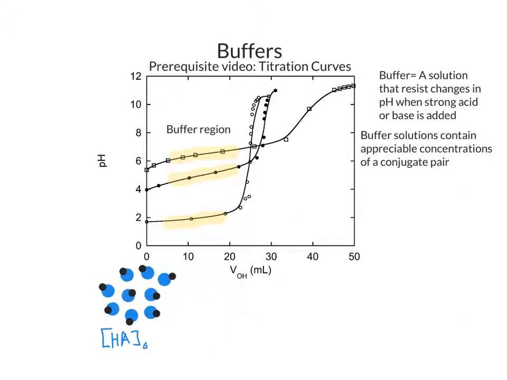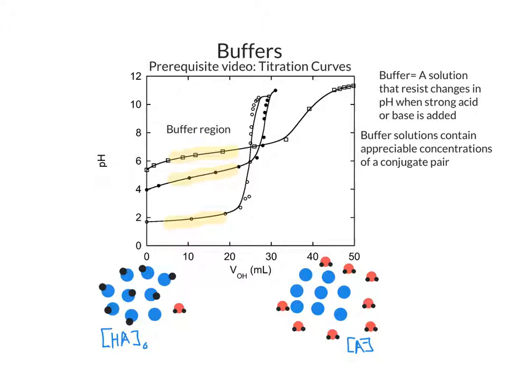To answer that question, let's imagine what happens to my original solution of weak acid, HA, in solution. So I've depicted the HA as a blue conjugate base with a black hydrogen attached to it, and so that hydrogen is the acid hydrogen that's going to get donated to whatever base I have around. So when I start, I have basically just HA in my solution. When I add an OH minus, it's going to react with the HA by grabbing a proton and becoming water and leaving behind an A minus.